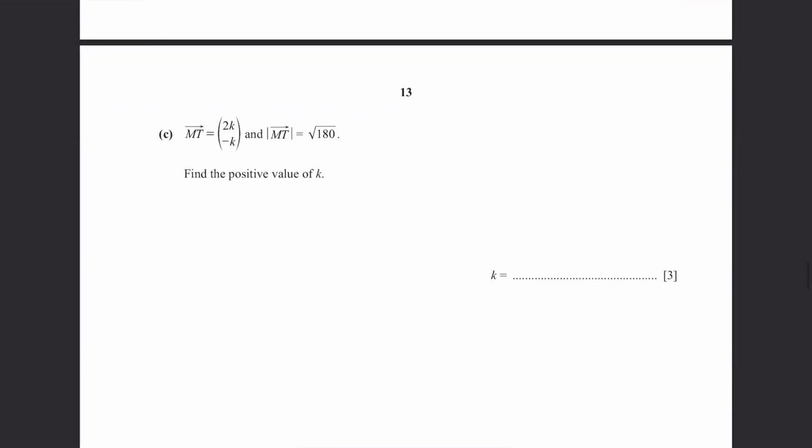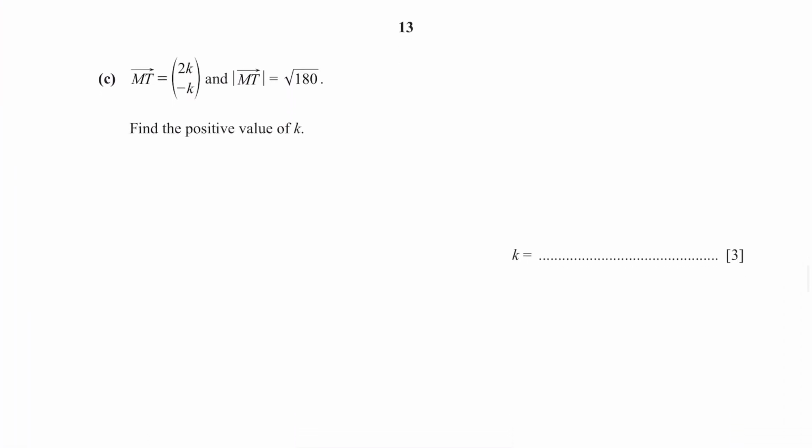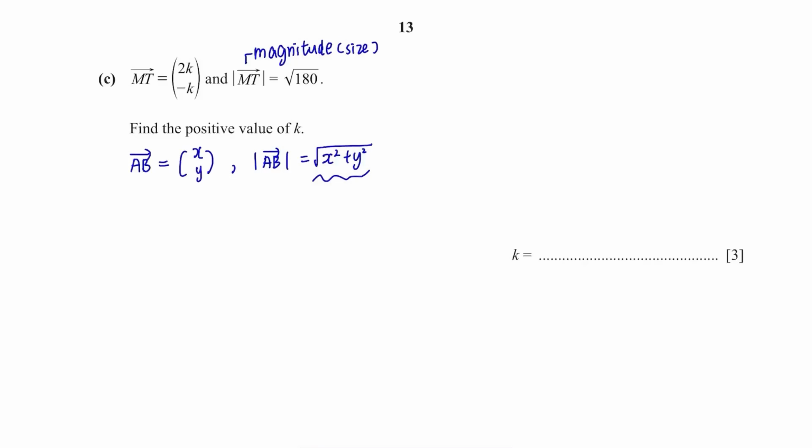Part C. MT vector is (2k, -k), and its magnitude is square root of 180. The sign stands for its size. Find the positive value of k. There's a formula to find the magnitude of a vector, and it's this: x squared plus y squared, add them together, and square root it.